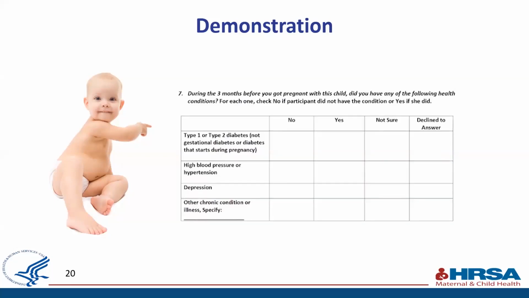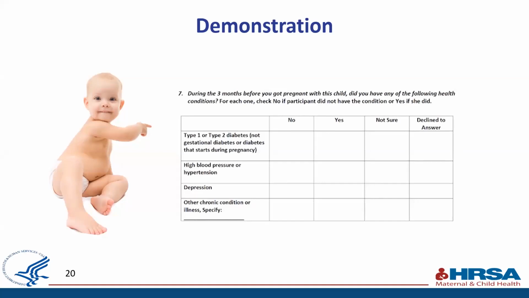Question 7 asks about the participant's health history during the 3 months before they got pregnant. For question 7, make sure you read through each health condition and the possible answers for each. For example, no, yes, not sure, or decline to answer. You should enter one answer for each health condition.